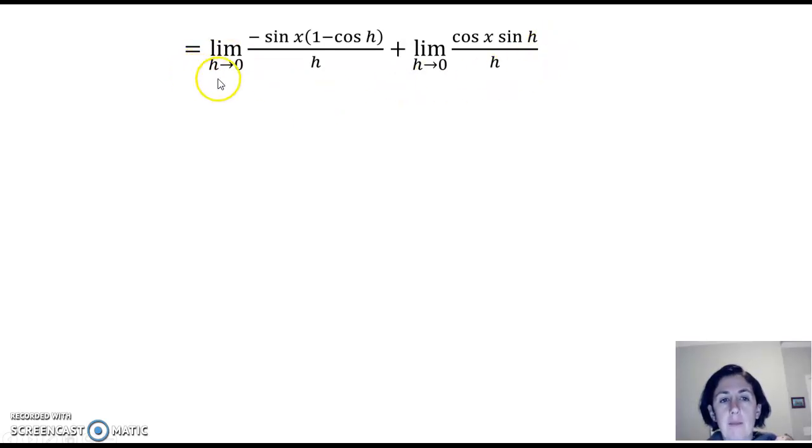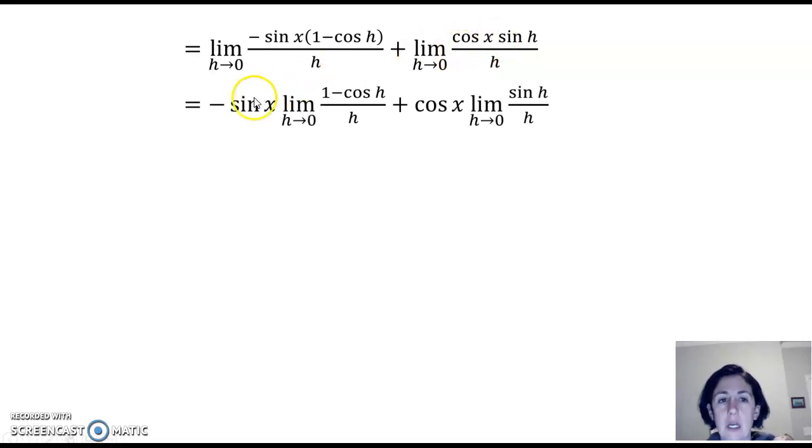Now, look here. I'm noticing where the h is approaching 0. Sine of x is completely unaffected by that. Here, the limit as h is approaching 0, the cosine of x is completely unaffected by that. So those are essentially just coefficients, and I can pull those coefficients out. So I have negative sine of x times the limit as h approaches 0 of 1 minus the cosine of h over h, plus the cosine of x times the limit as h approaches 0 of the sine of h over h.